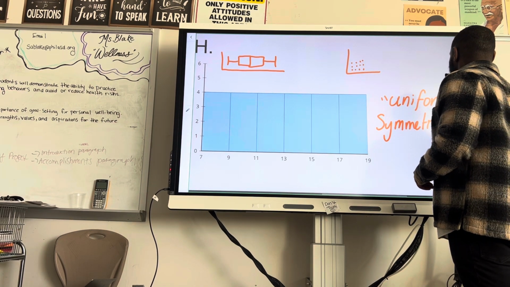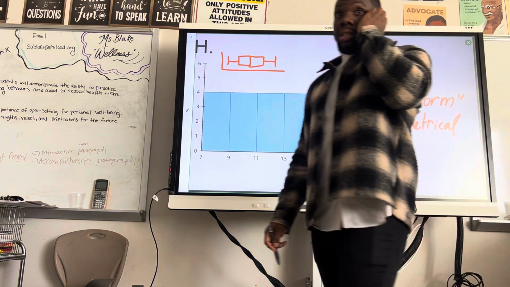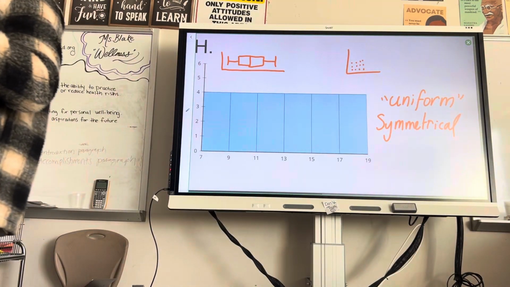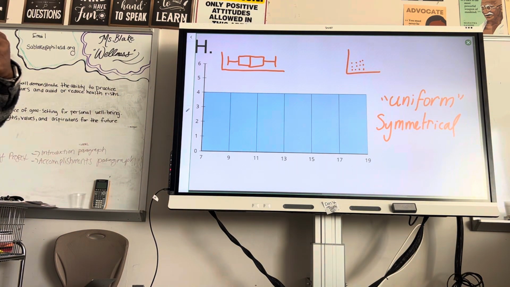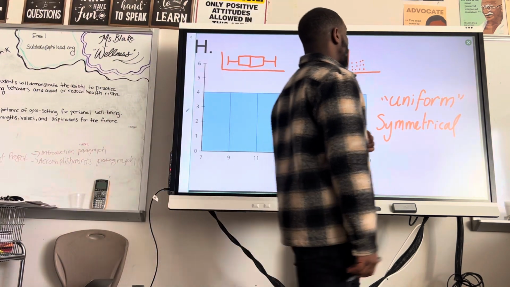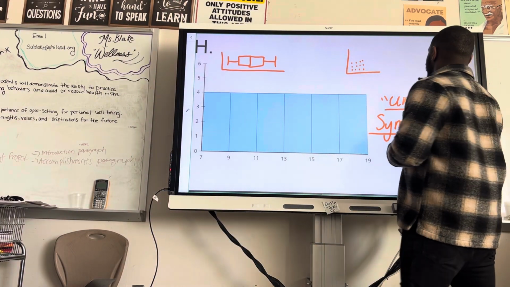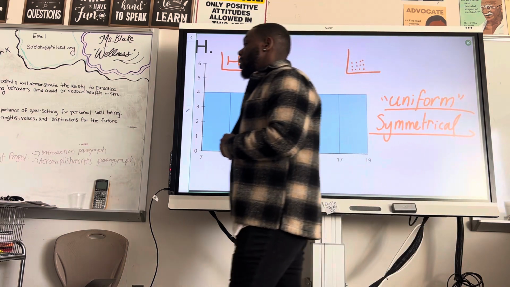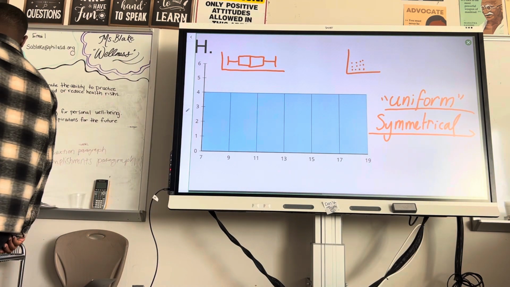And symmetrical. I got it. I saw already saying you worked out too. Well done. The two names of this are uniform and symmetrical. Well done. Excellent job. That is correct. All right.